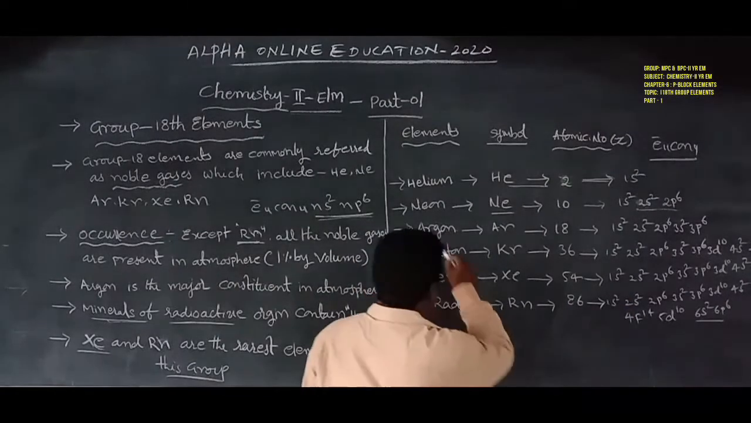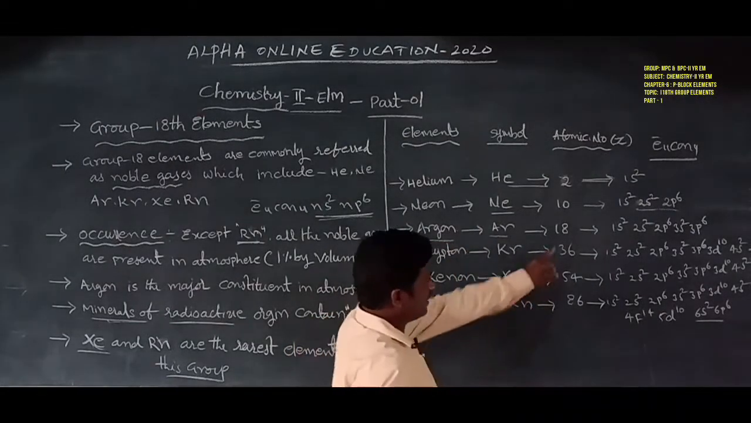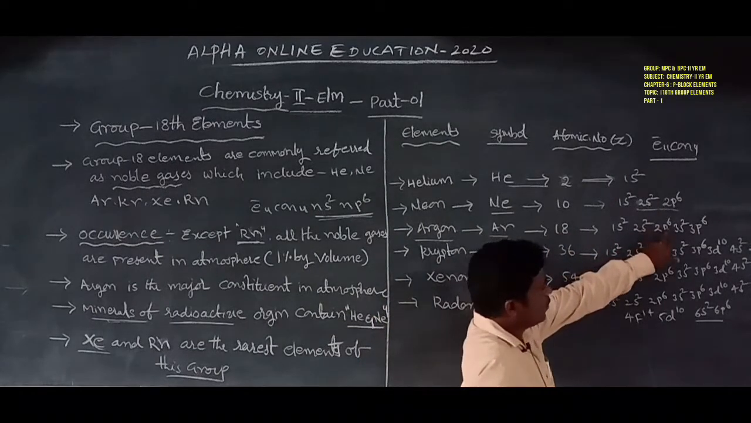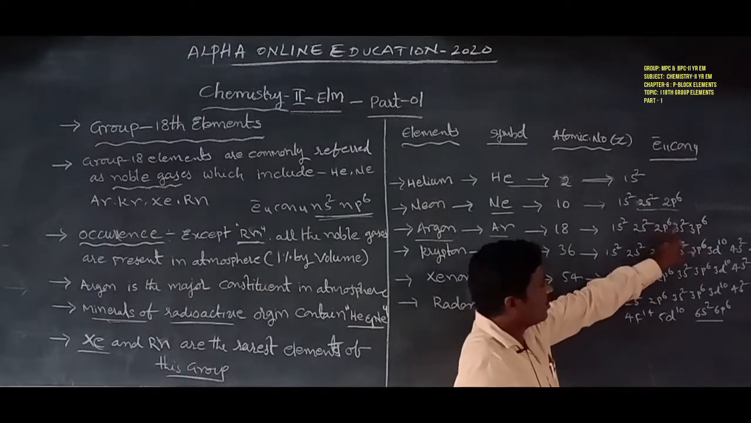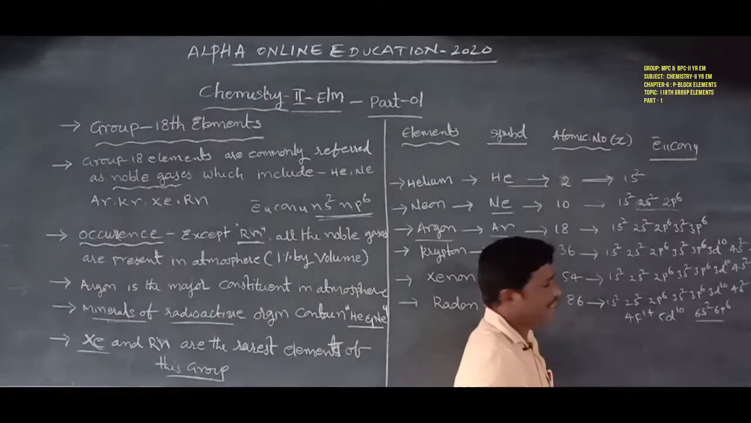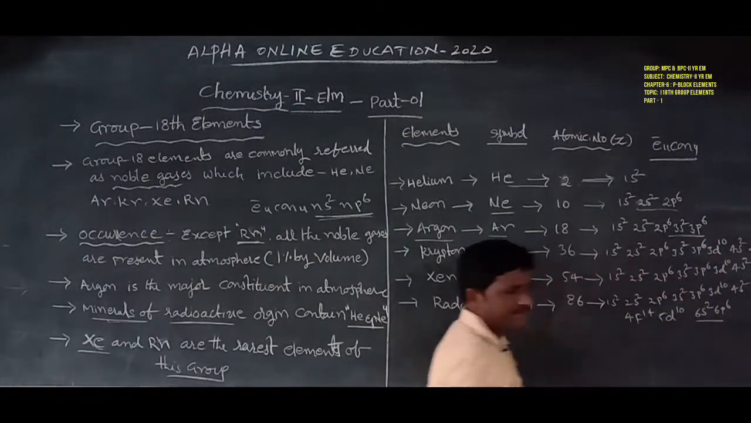Next, argon. The argon atomic symbol is Ar, atomic number 18. The electron configuration is 1s2, 2s2, 2p6, 3s2, 3p6. Here, 2 plus 2 is 4, 4 plus 6 is 10, 10 plus 2 is 12, 12 plus 6 is 18. The outermost shell consists of 8 electrons.